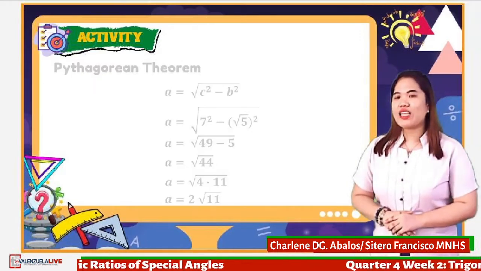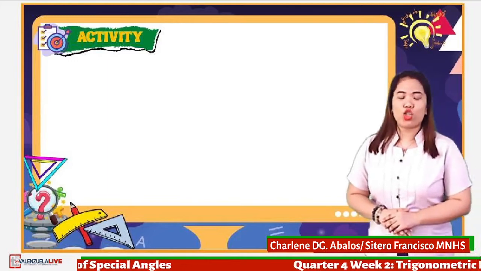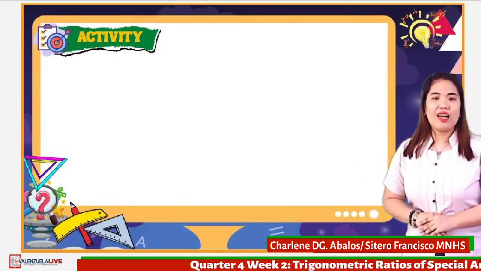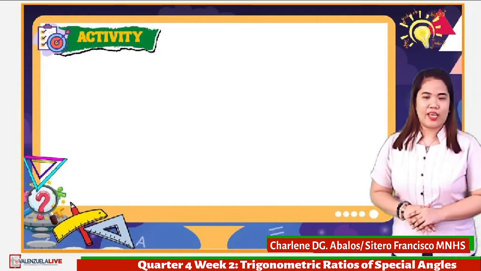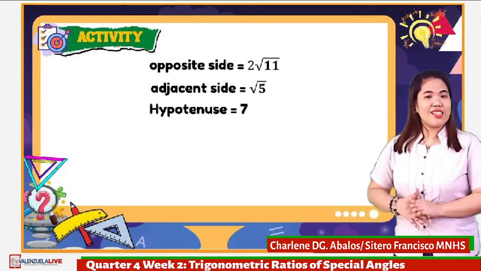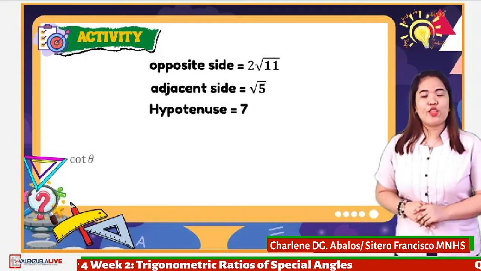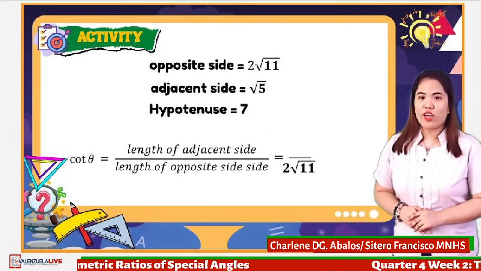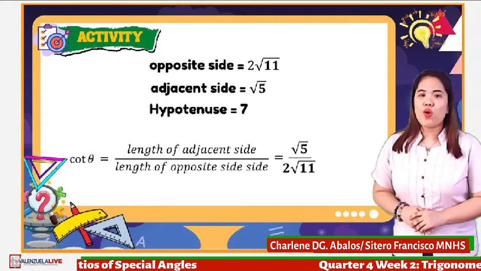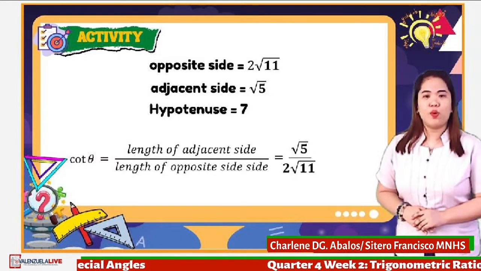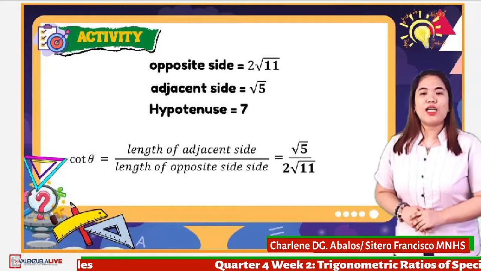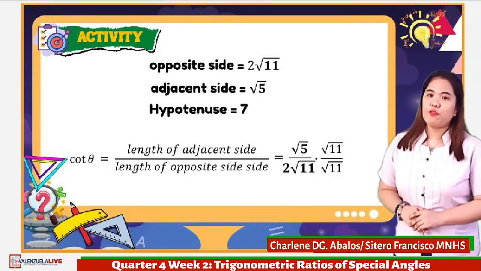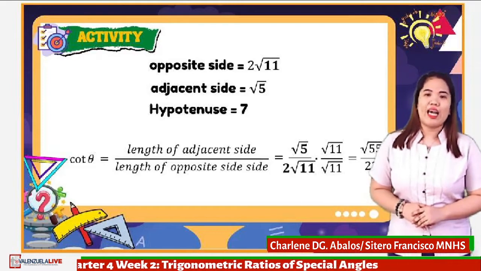Now let's get the cotangent theta. It is the ratio of the length of the adjacent side to the length of the opposite side. Adjacent side measures square root of 5 and opposite side measures 2 square root of 11. Rationalize by multiplying both sides of the ratio by square root of 11. It will be square root of 55 over 22.